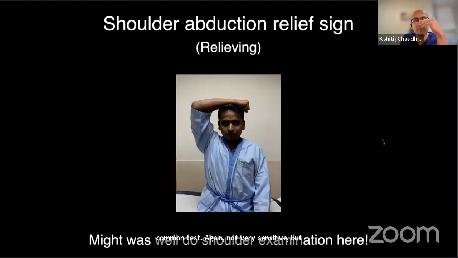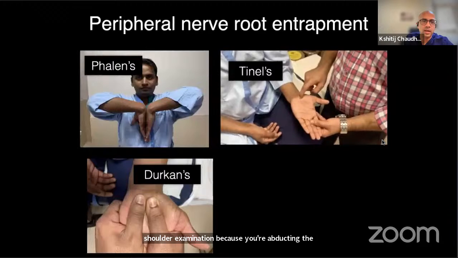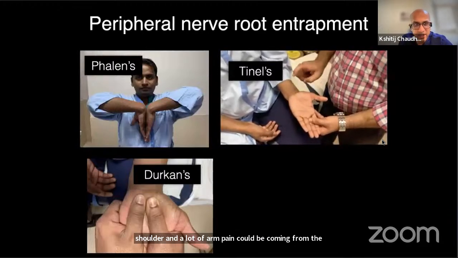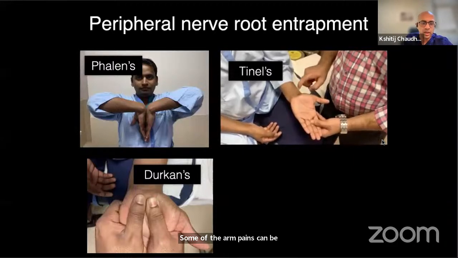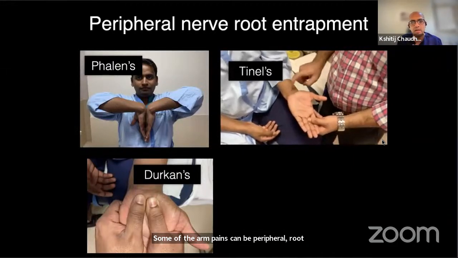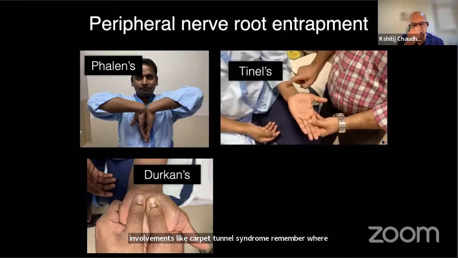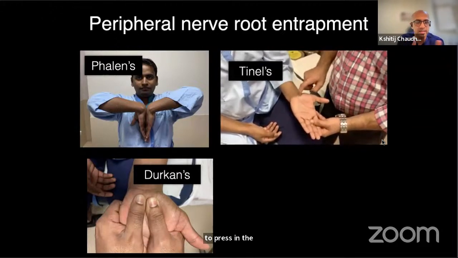At this point in time, you might as well do a shoulder examination because you're abducting the shoulder, and a lot of arm pain could be coming from the shoulder as well. Some of the arm pains can be peripheral nerve involvements like carpal tunnel syndrome. Remember where to press in the Durkan's test. It is proximal to the wrist crease like this.